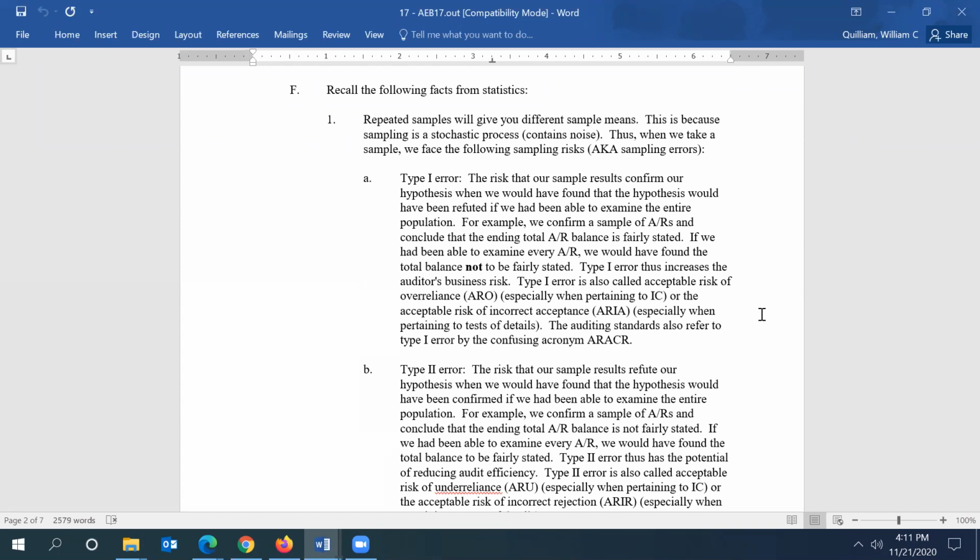It ties into the fact that we cannot guarantee absolutely precise results from sampling. We're really getting ballpark figures.